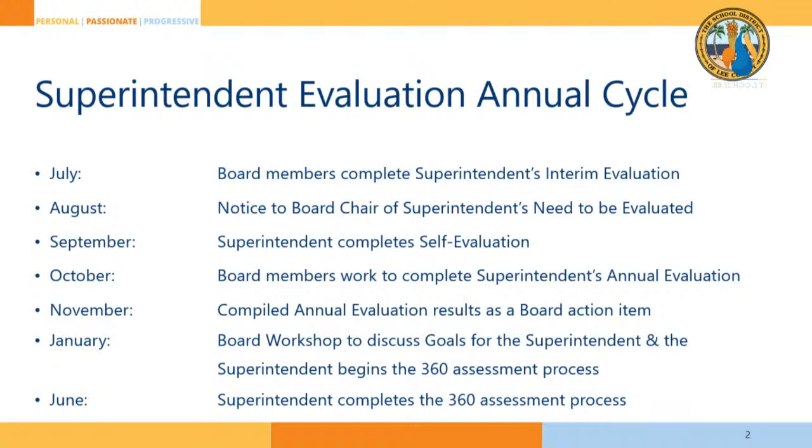In September and October, the superintendent works to complete a self-evaluation, and then beginning in October, working through November, board members work to complete the superintendent's annual evaluation. In November, once that is completed, the annual evaluation results are compiled to produce the board's evaluation of the superintendent as an action item. Then in January, the board discusses goals for the superintendent, and the superintendent also begins the 360 assessment process. That 360 assessment process wraps by June.